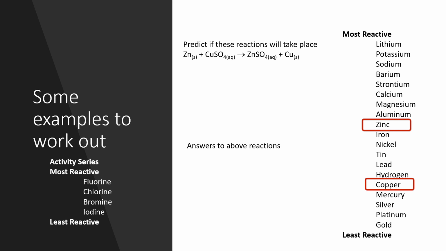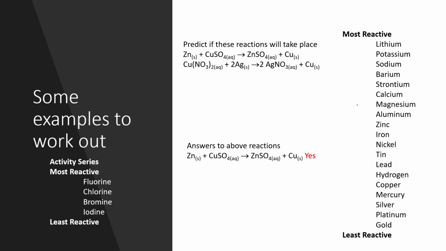Okay, so if you look at zinc, we have zinc over here and we have copper over here. Okay, so zinc is more reactive than copper. Since zinc is the metal and copper is the element in the compound, which is less reactive, this reaction should take place and this should be the product. So zinc reacts with copper sulfate, producing zinc sulfate and copper, because zinc is more reactive than copper. Let's look at the next reaction.